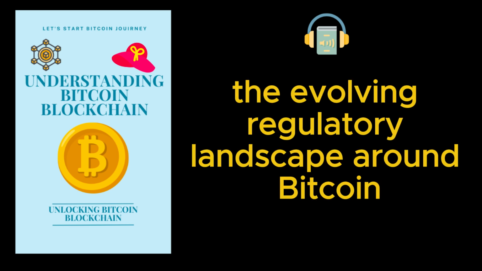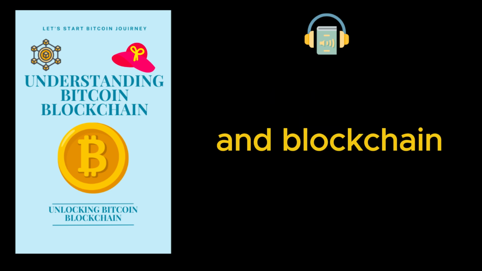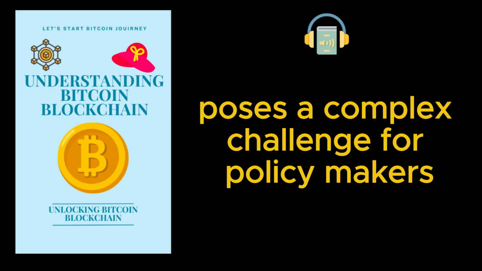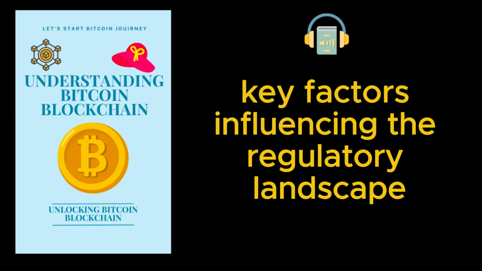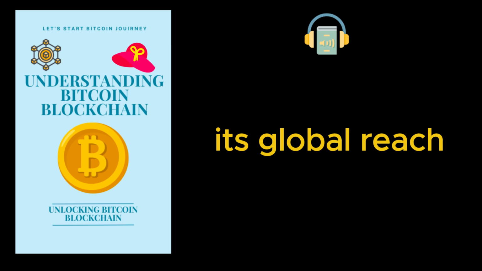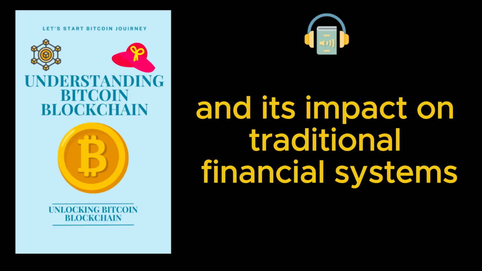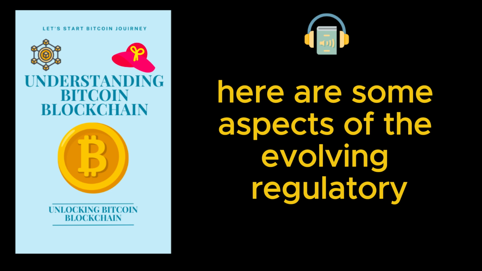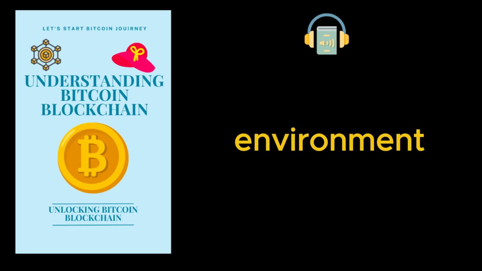The evolving regulatory landscape around Bitcoin and blockchain. Regulating Bitcoin and blockchain technology poses a complex challenge for policymakers. Key factors influencing the regulatory landscape include the decentralized nature of the technology, its global reach, and its impact on traditional financial systems. Here are some aspects of the evolving regulatory environment.